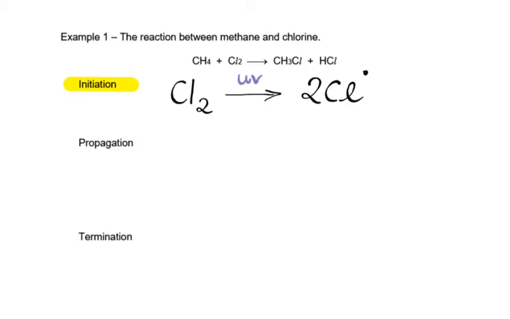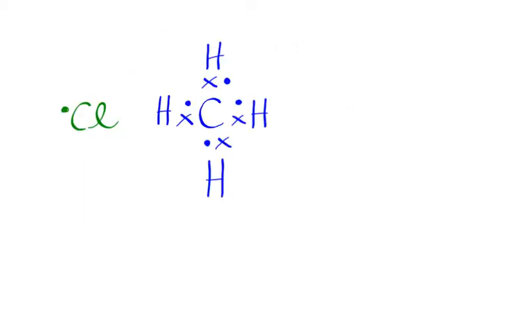We'll now look at the propagation stages, and for this reaction there'll be two propagation stages, and this will be the radicals that we've just created trying to find electrons from somewhere. So in the first propagation stage, the chlorine radical, which is extremely reactive, is going to try and find an electron from somewhere. So here's our methane molecule. So the chlorine radical is going to try and find an electron from the methane molecule.